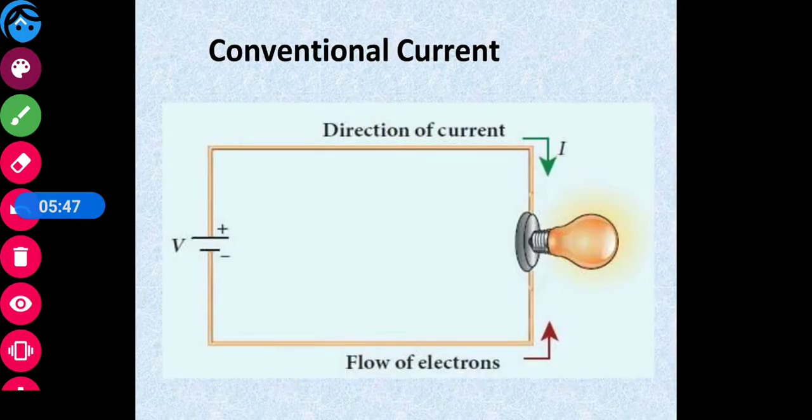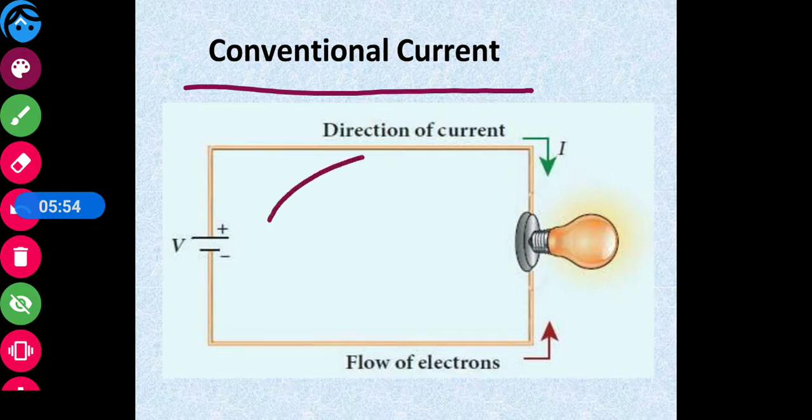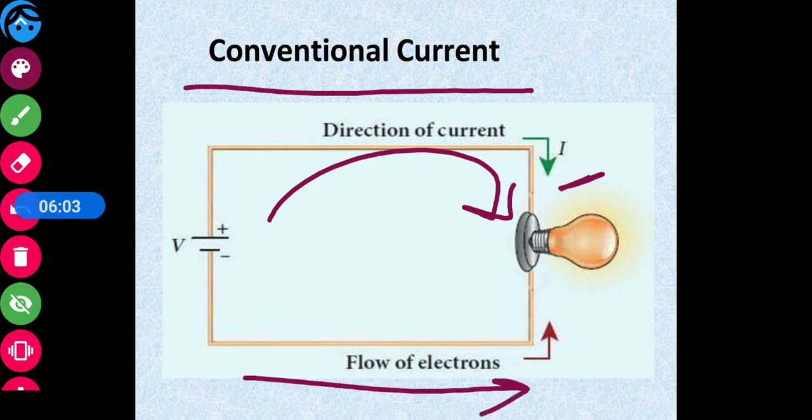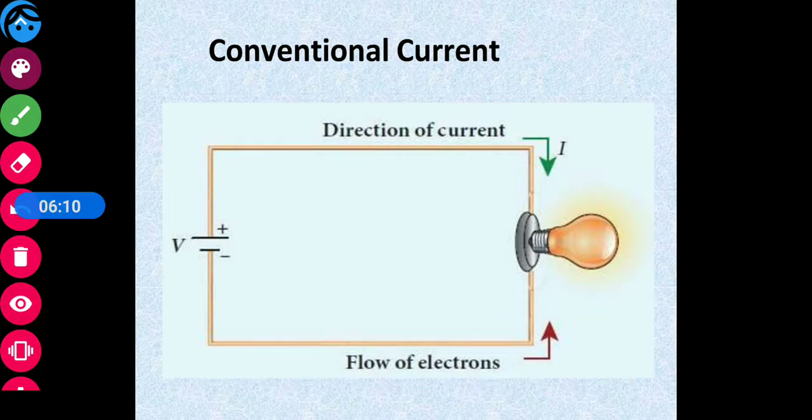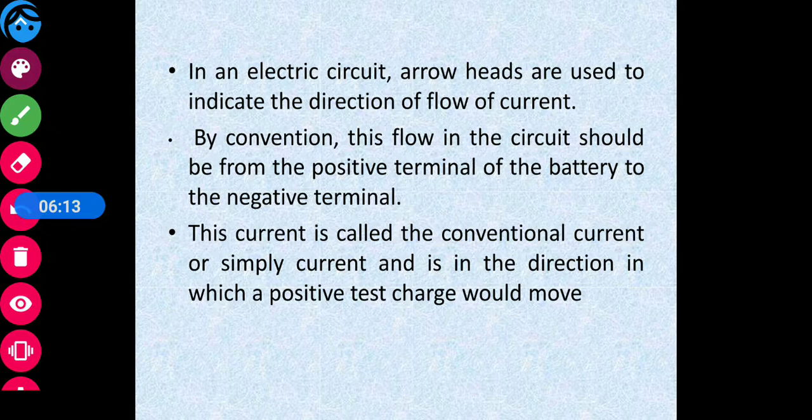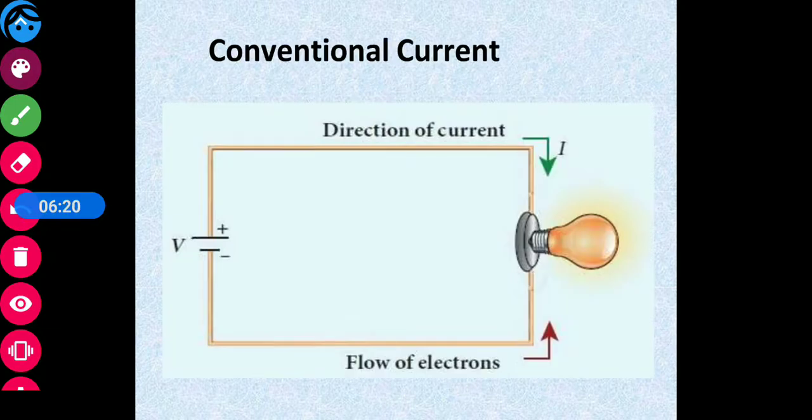Now, the direction of the current. That is the conventional direction. Conventionally, the direction of current is taken from positive to negative. It is shown by the green arrow. But actually the current is due to the flow of electrons. So this is the direction of the flow of electrons, which flow from the negative terminal to the positive terminal. So the direction of the conventional current and the direction of the electronic current are opposite to each other.